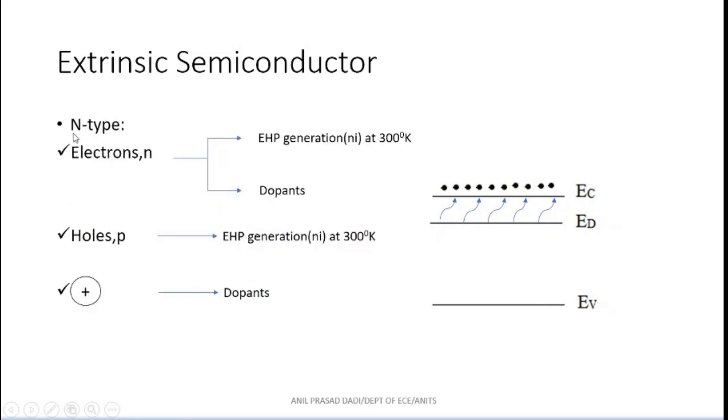The reason it is called N-type is because electrons are the majority carriers and holes are the minority carriers. The electrons present in the N-type semiconductor are due not only to the dopants but also to electron-hole pair generation at 300 degrees Kelvin. That is why electrons are more in number. Holes are only due to electron-hole pair generation at 300 degrees Kelvin, so no dopants contribute holes in an N-type semiconductor. And all the atoms, when they get ionized, become positively charged ions, equal in number to the number of dopants we have added.